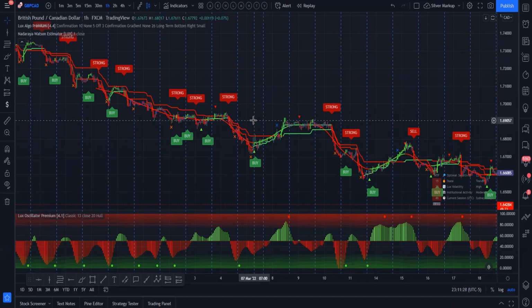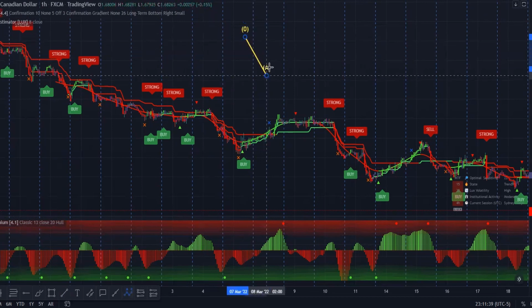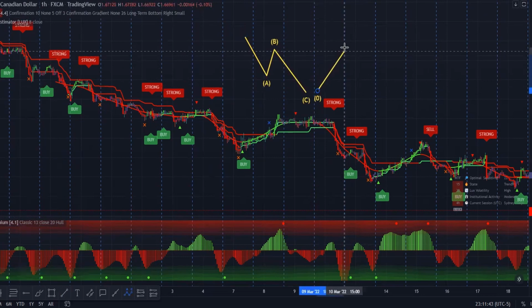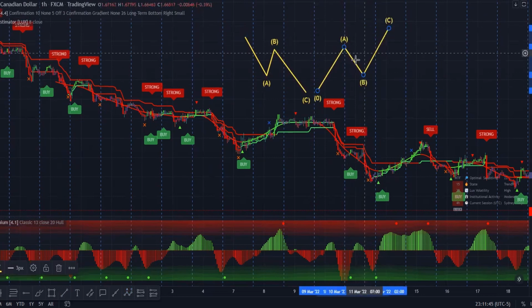Then the way you want to trade is you want to trade using market structure methods. So what I mean by that with market structure is on uptrends, you're looking for higher lows and higher highs. For downtrends, you're looking for lower lows and lower highs.